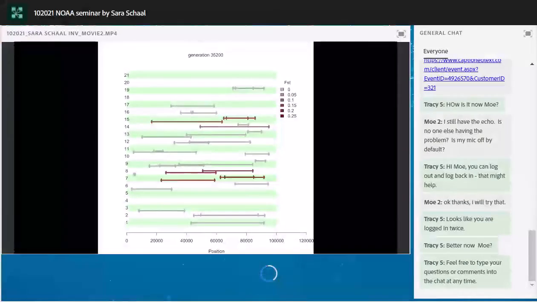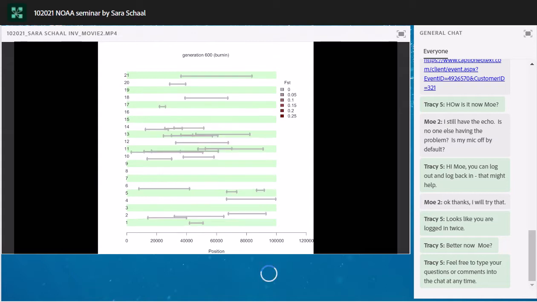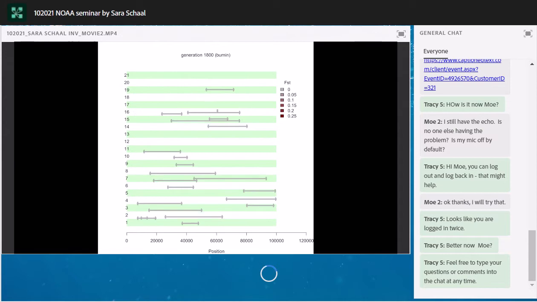And so just to show you some of the dynamics that happen in my simulation, let me go back to the beginning. Here we're looking at 21 different chromosomes that I'm simulating, and that's on my y-axis. This is the location along the chromosome, the base pair position, and they're each 100,000 base pairs long. I have inversions that can arise randomly throughout the genome. And this movie shows a snapshot every 200 generations of where current inversions are.